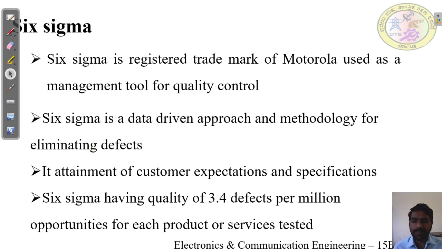Why do they call it Six Sigma? Sigma means a standard deviation. Six standard deviations between the mean and the nearest specification limit of the process.